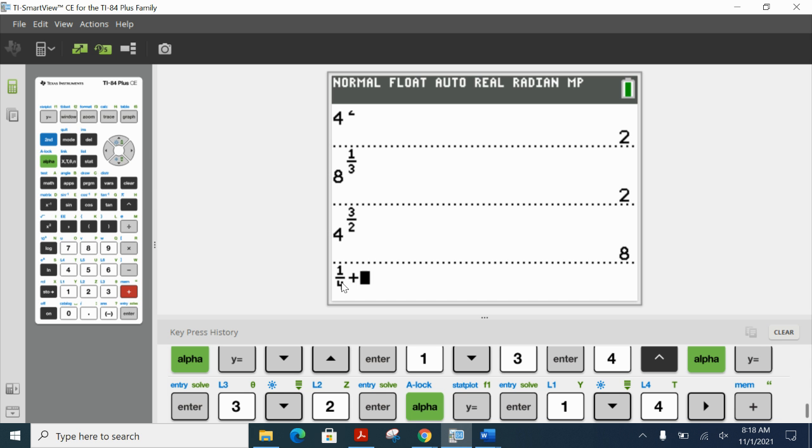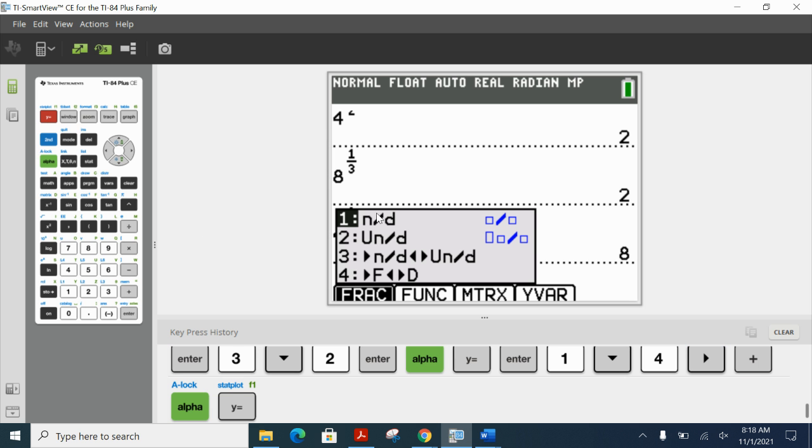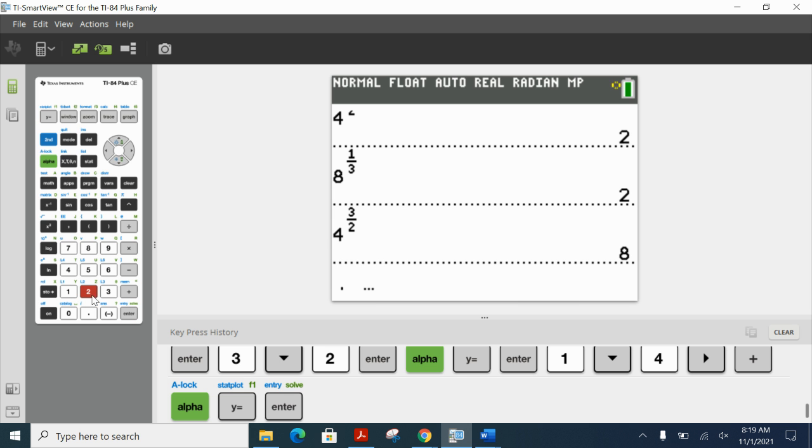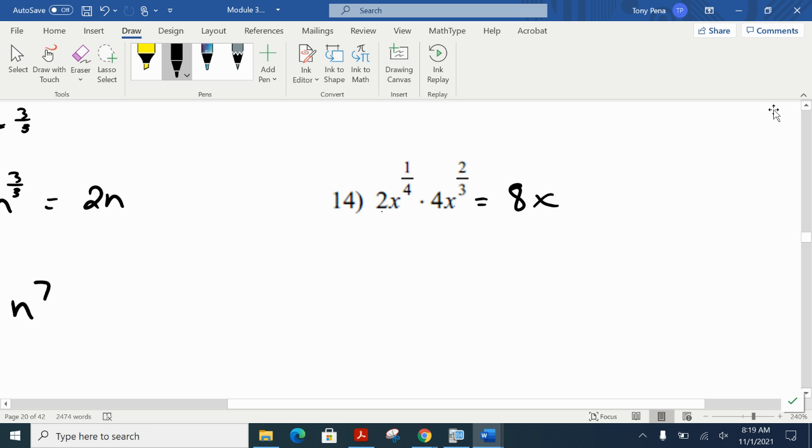move it on over, and then we're going to add and do that all over again. So hit the alpha button, hit the Y button, and then just hit enter since number 1 is already the dark one. And then do 2/3, and then this does all the work for you. It reduces it for us, and we should get the power of 11/12. All right, we all get that? All right, so then you're going to write that as 8x to the 11/12.